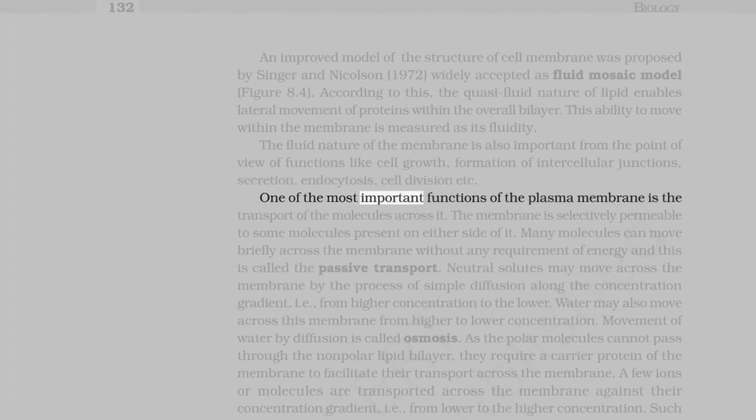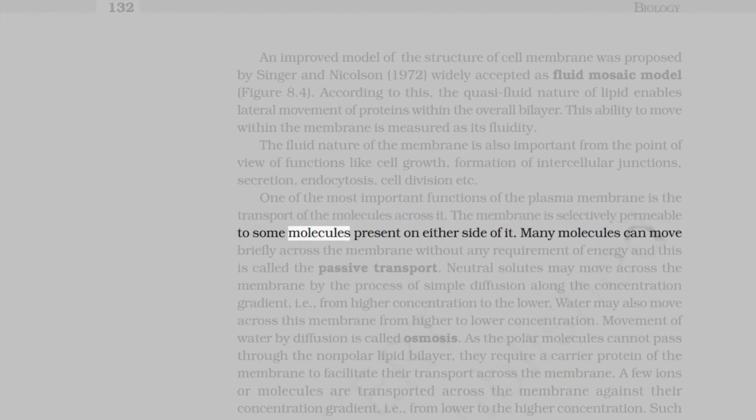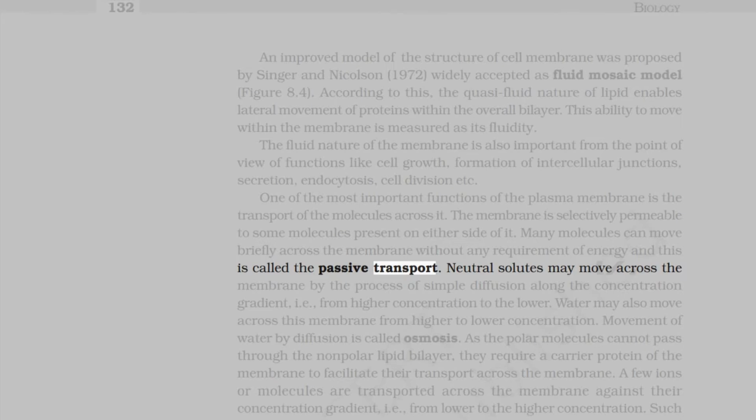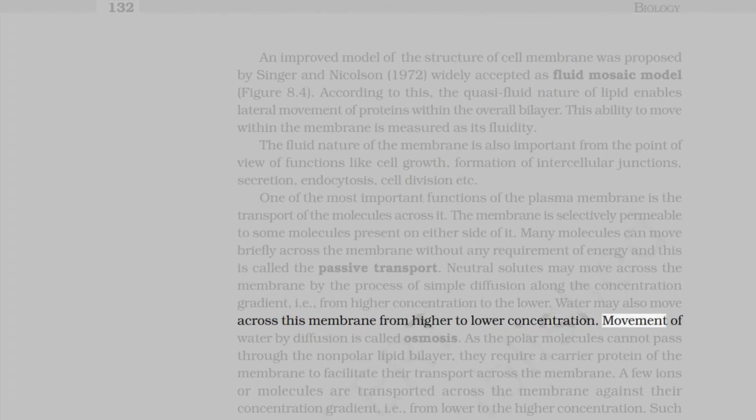One of the most important functions of the plasma membrane is the transport of the molecules across it. The membrane is selectively permeable to some molecules present on either side of it. Many molecules can move briefly across the membrane without any requirement of energy, and this is called the passive transport. Neutral solutes may move across the membrane by the process of simple diffusion along the concentration gradient, i.e., from higher concentration to the lower. Water may also move across this membrane from higher to lower concentration. Movement of water by diffusion is called osmosis.